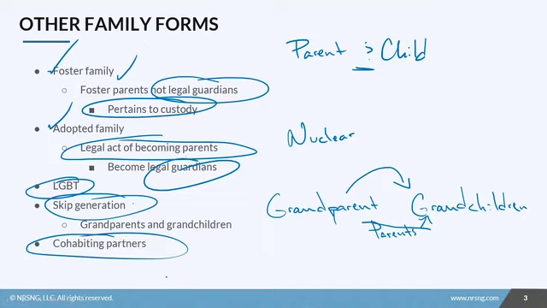And this is where you have a mother and a father or a couple, and the children are the biological dependents of one or both of the adults. And the only difference is the parents aren't married. So that's what that one is.